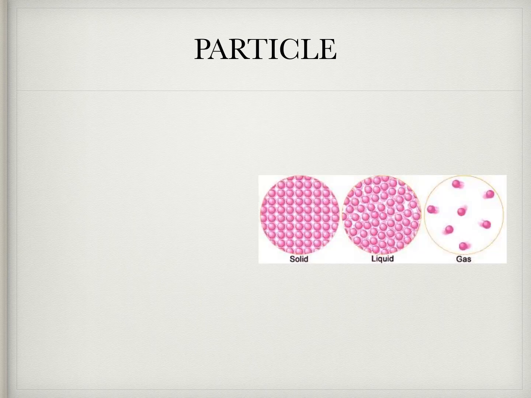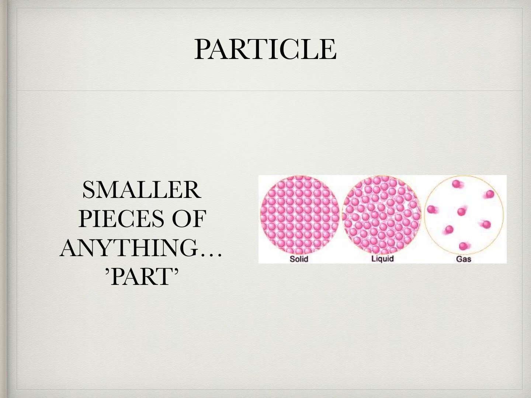The last word is a little bit different than the other words, but it's called particle. If you look at the word, it starts with the word part. That's because that is in its definition. And here's a different depiction of the different states of matter. Particles are smaller pieces of anything, or simply a part.